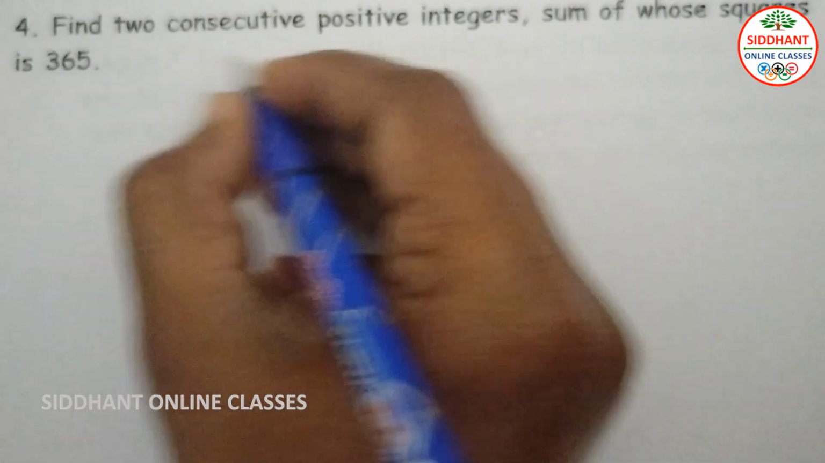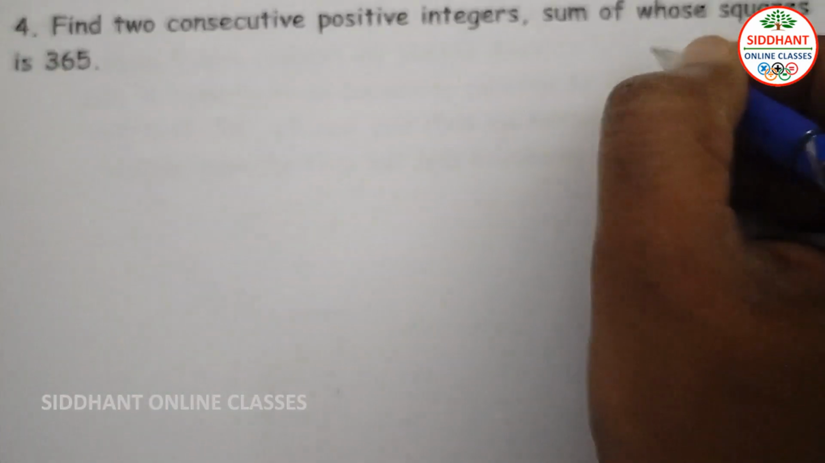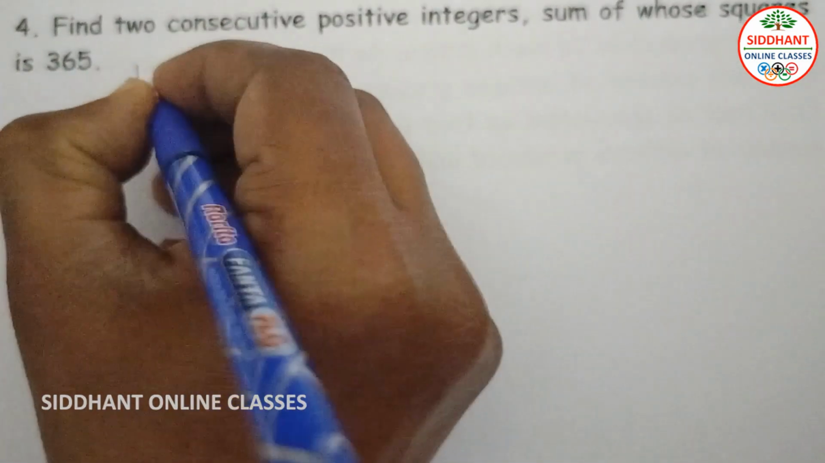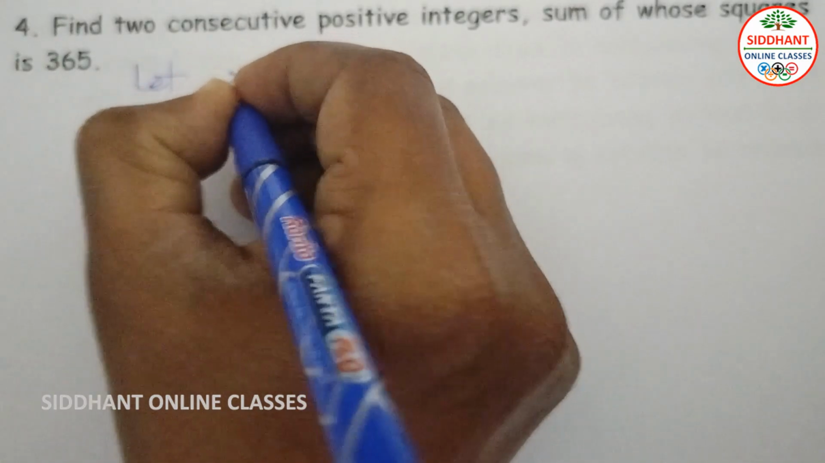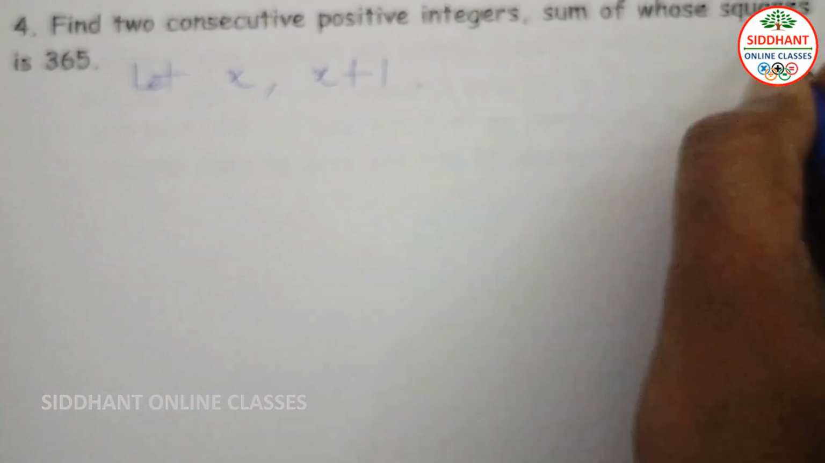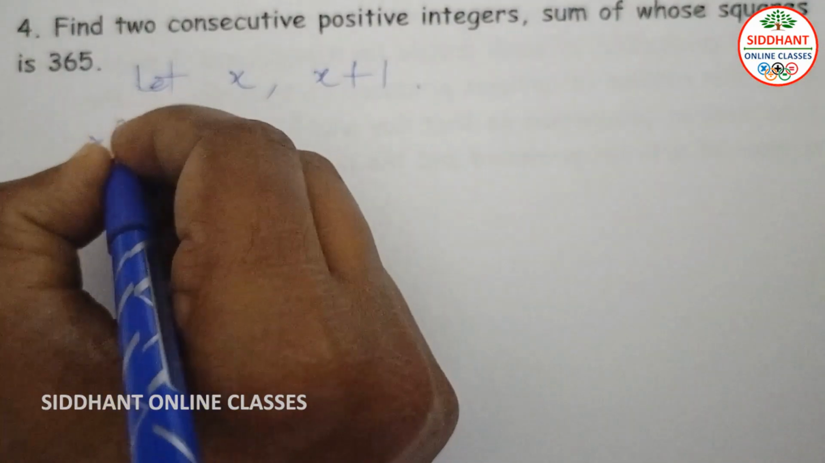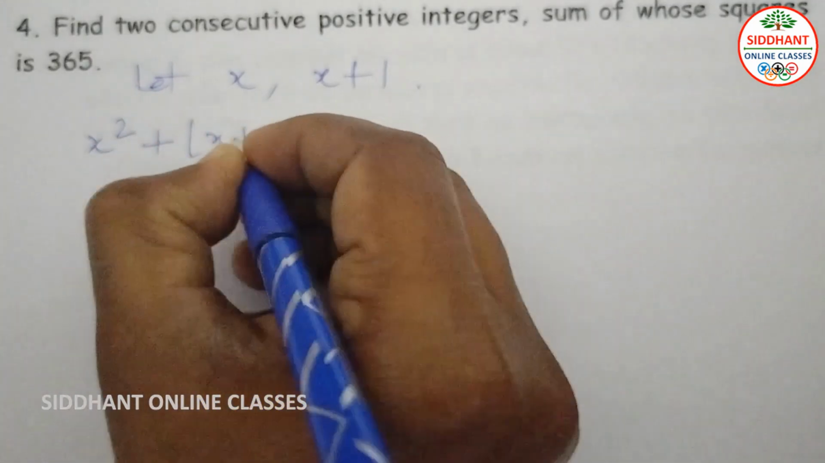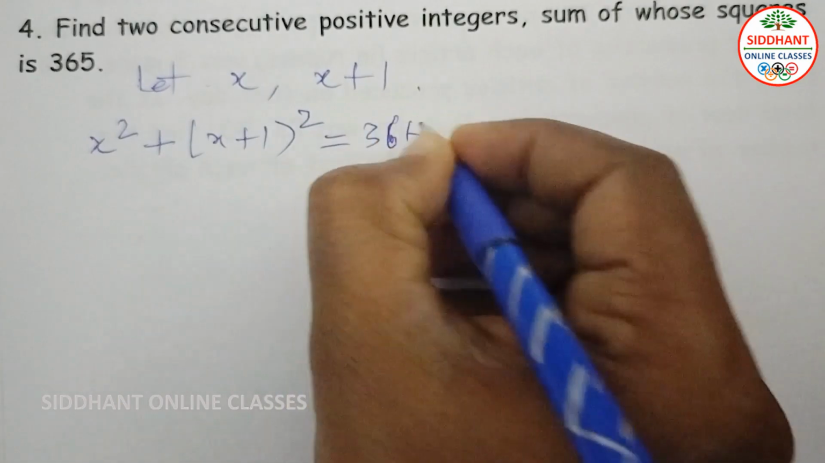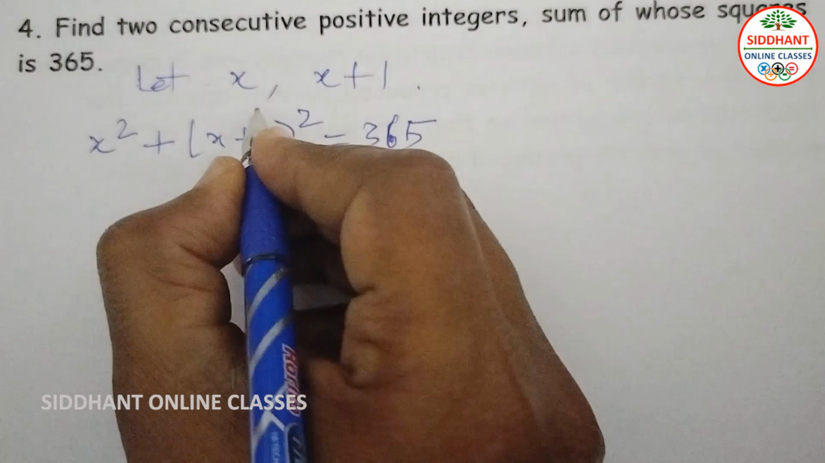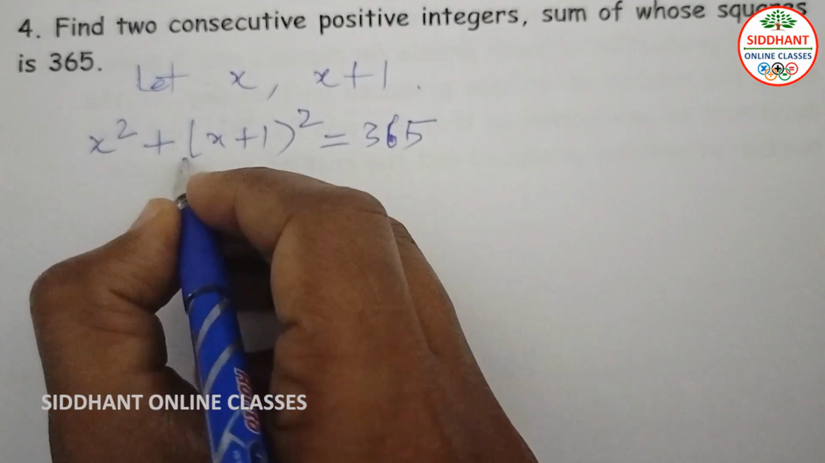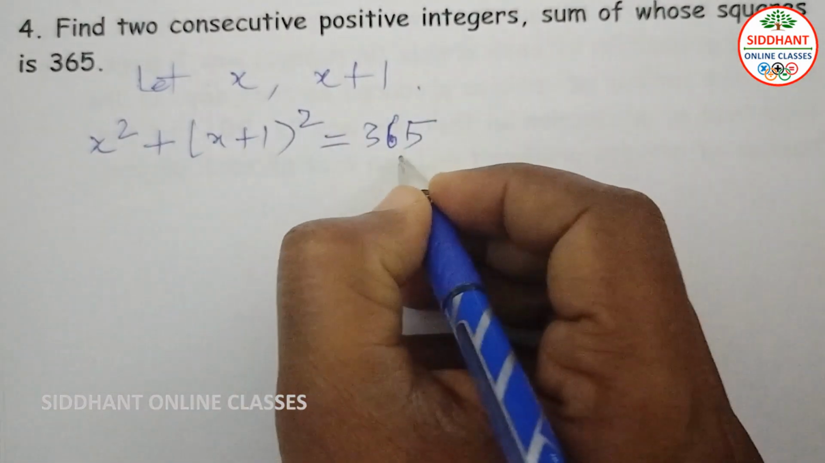Question number 4. Find two consecutive positive integers, the sum of whose squares is 365. So let one number be x, the other number will become x plus 1. The sum of their squares, that means x square plus x plus 1 whole square equal to 365 here.